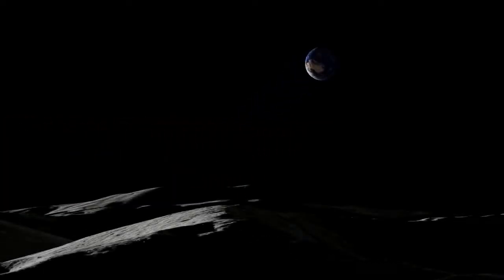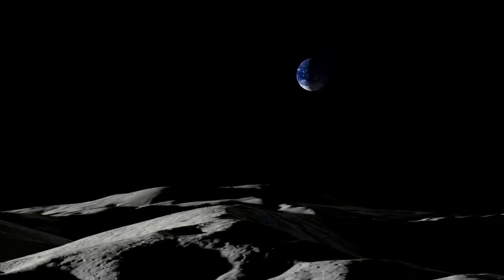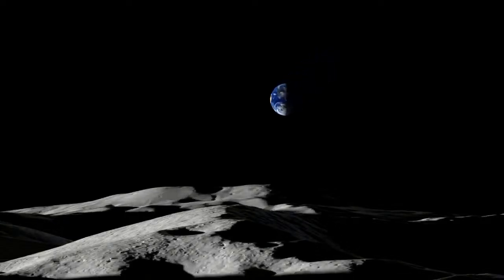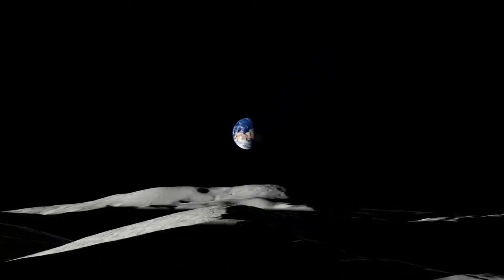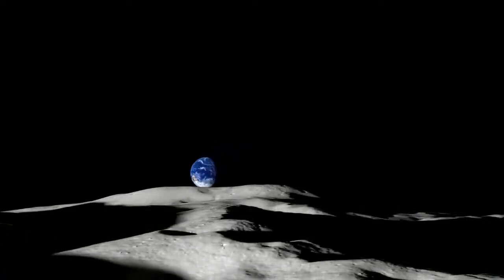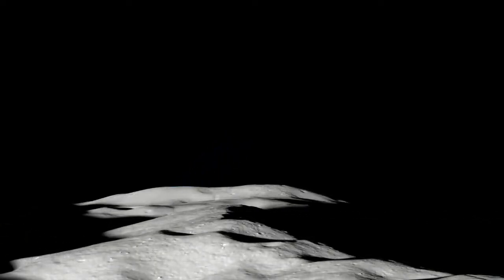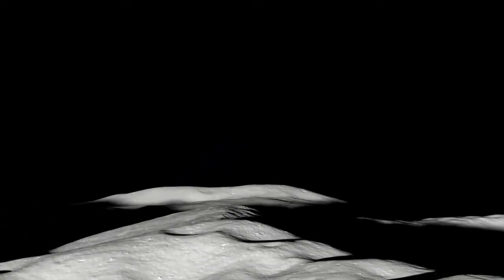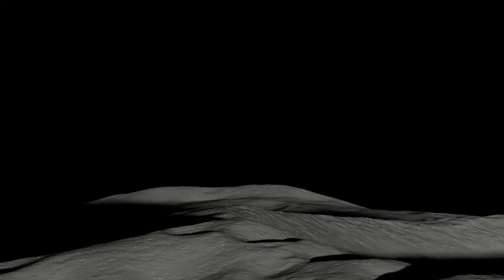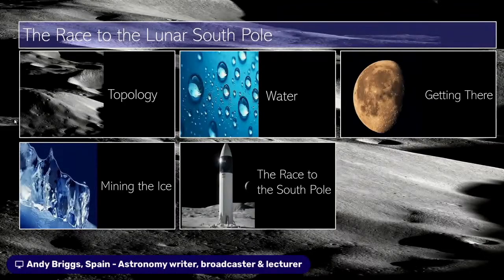This model of the terrain is made possible by Lunar Reconnaissance Orbiter, which has been mapping the surface of the moon from lunar orbit since 2009. LRO's maps will be incredibly important for exploring the moon and locating water and other resources there. That's the topology of the South Pole of the Moon. Imagine these craters never having seen sunlight in billions of years.